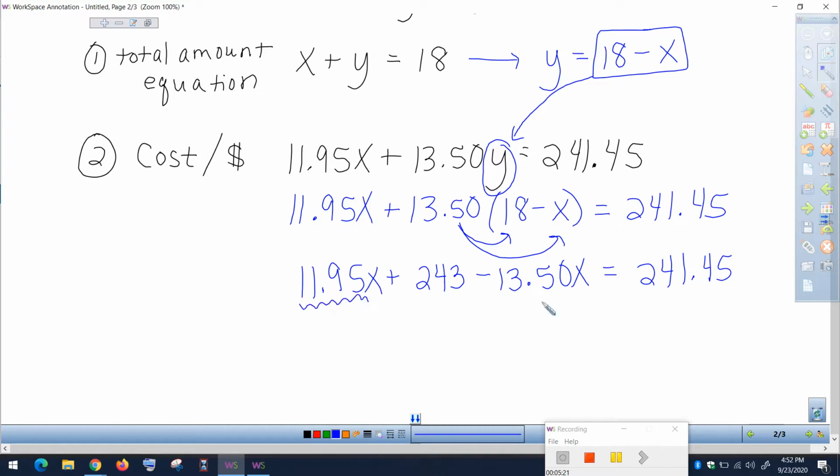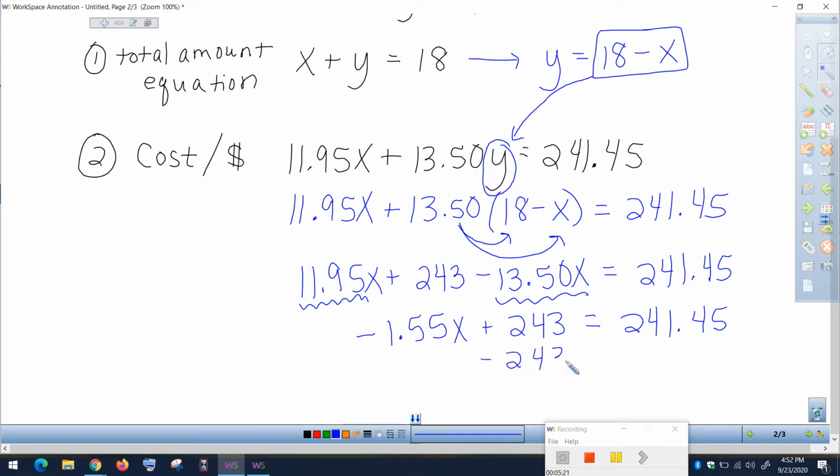So 11.95x minus 13.50x. On my calculator here, I'm just going to type in 11.95 minus 13.50, and that is negative 1.55, negative 1.55x, and we still have this plus 243. And we're getting closer here in solving for x. We'll go ahead and subtract 243 from both sides.